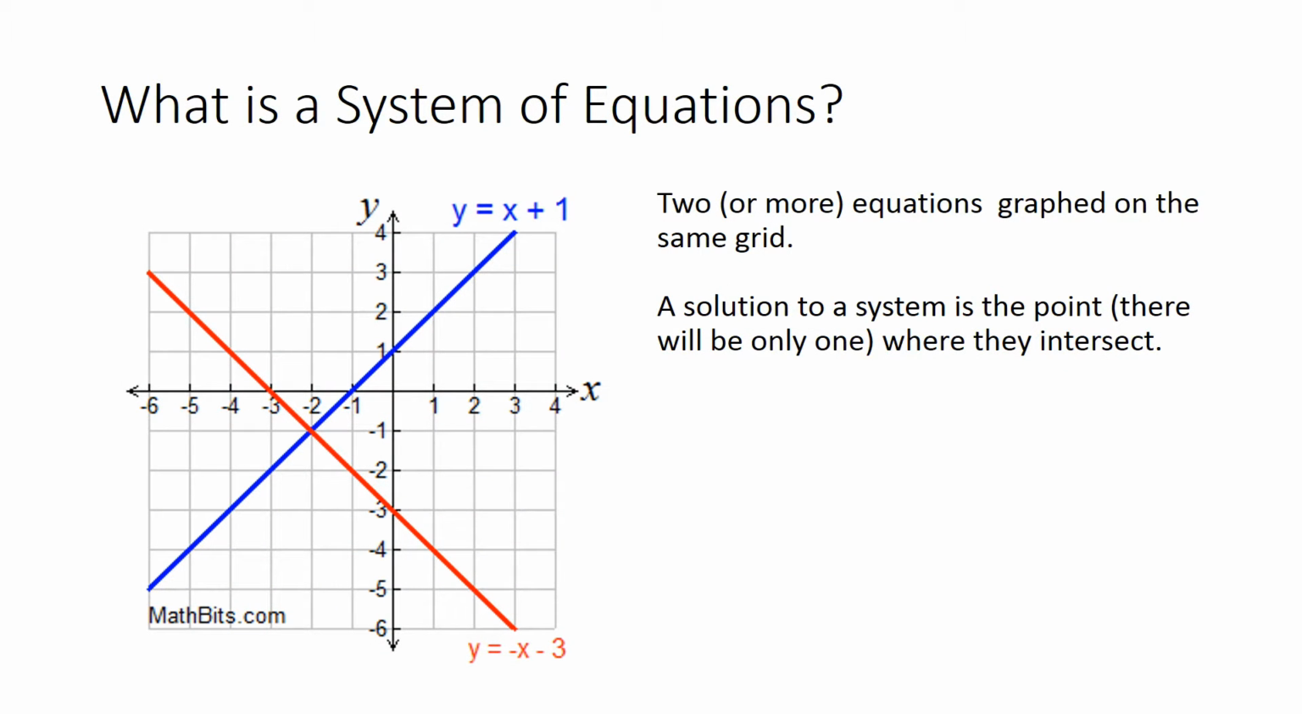So first off, you need to know what is a system of equations. It is two or more equations graphed on the same grid, and a solution is the point where they intersect. Okay, so this solution here would be the point -2, -1, and your solution is always written as a point, and there is only ever one solution. You can have an infinite number of lines that come through here, and the only solution will be that one point of intersection.